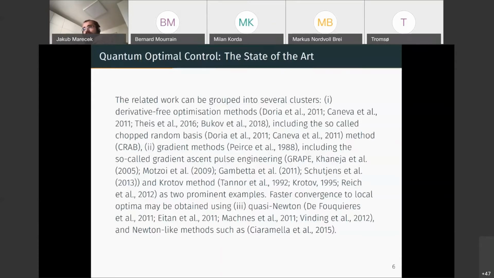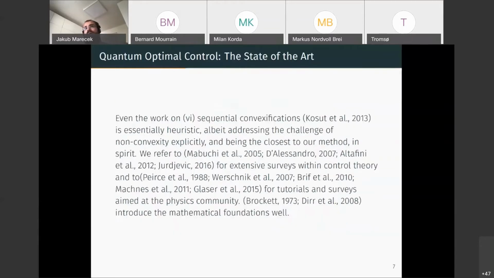On this slide, they would essentially all start with the Pontryagin principle, as the first order optimality conditions of the optimal control problem, and then apply some techniques from optimization over that. And that could be derivative-free optimization, gradient methods, first-order methods, or quasi-Newton methods. On the next slide, these can be sequential convexifications, which are perhaps the closest in spirit to what we do.